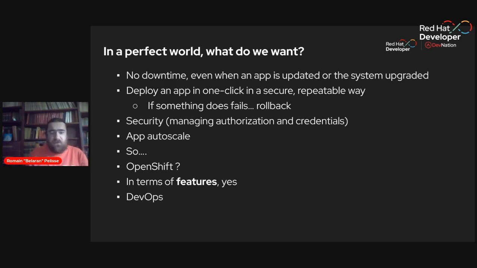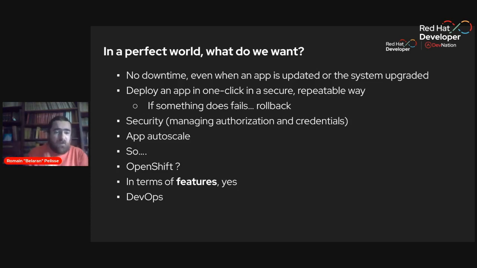Another aspect of this magical world is app autoscaling. So of course you want to deploy 3 instances of your application, but if you need more power at some point, you want the application to scale to 5, and if you need less power, you want the application to downscale to 2. And actually, downscale is probably the most important part here to save money. So that's the dream world.